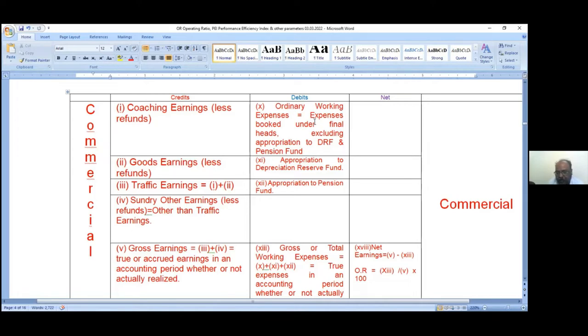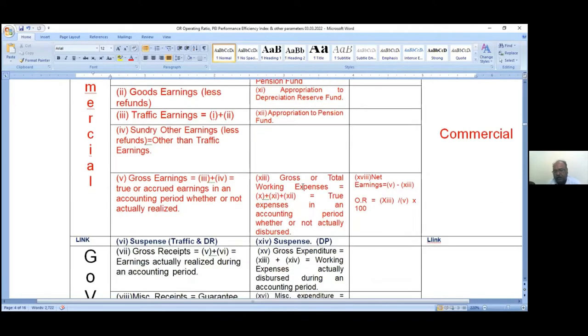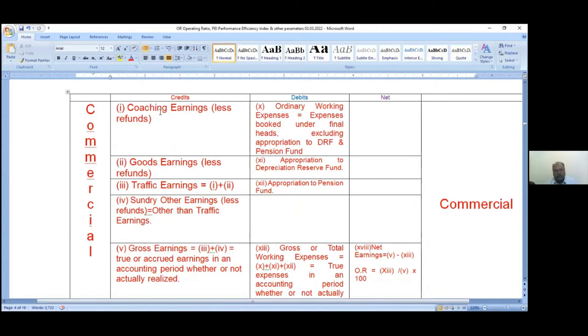And the third one is the appropriation to pension fund. If together all clubbed, this ordinary working expense plus DRF plus pension fund, it is the gross working expense or total working expenses. This is the operating ratio. The basic information is required. Please remember, X plus Y plus Z is required.